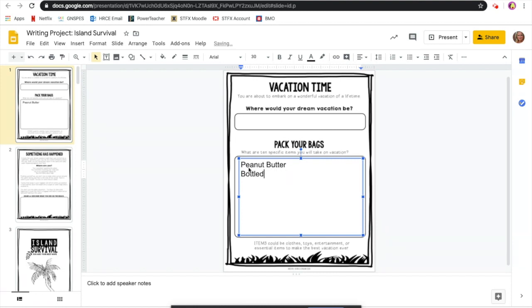Or are you going to bring apple juice? Okay, so I'm expecting that you're very specific in the 10 items you bring, because that will change the outcome of what's going to happen on our island.